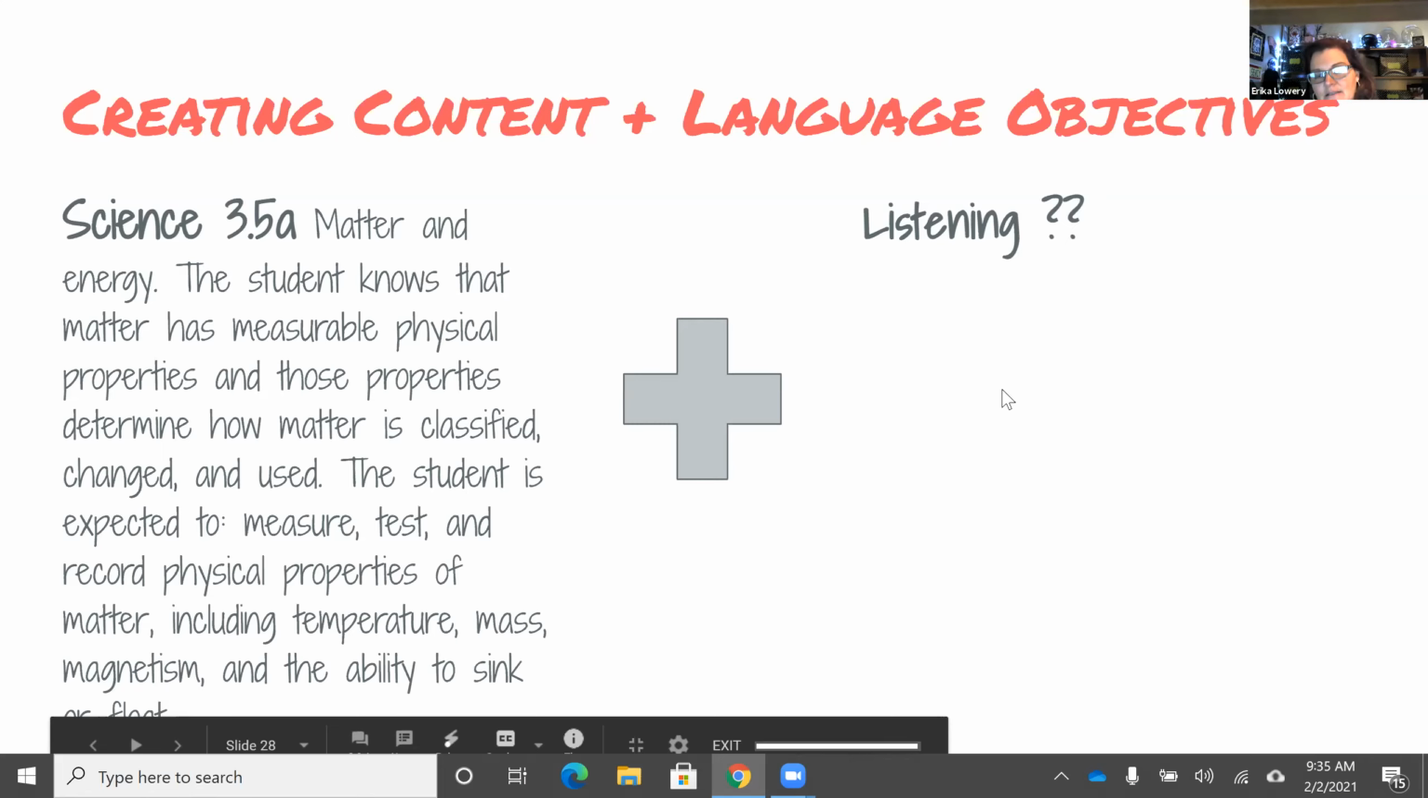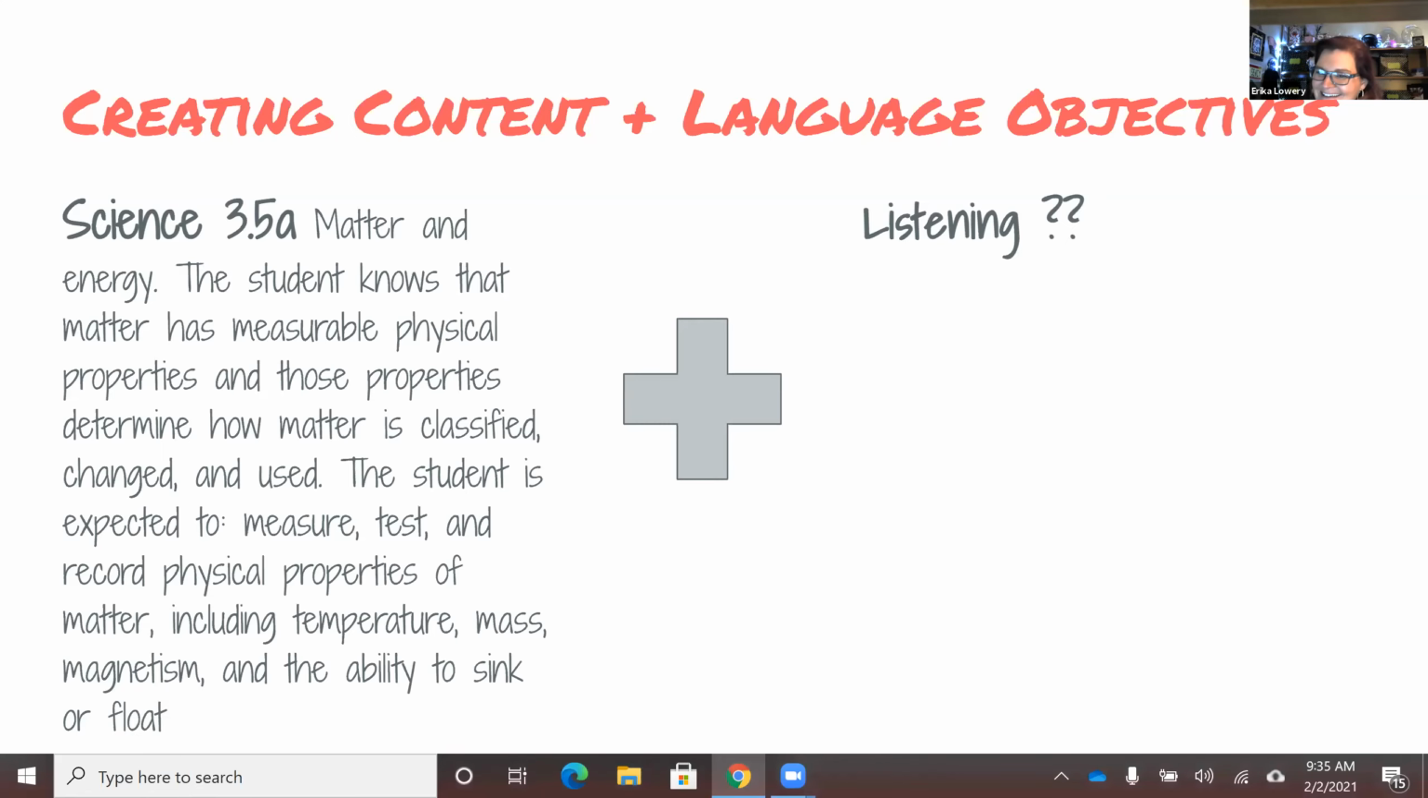Well, about that. So we looked at a couple, like we narrowed it down to some of the ELPS, but actual writing it. Well, here's the good news.